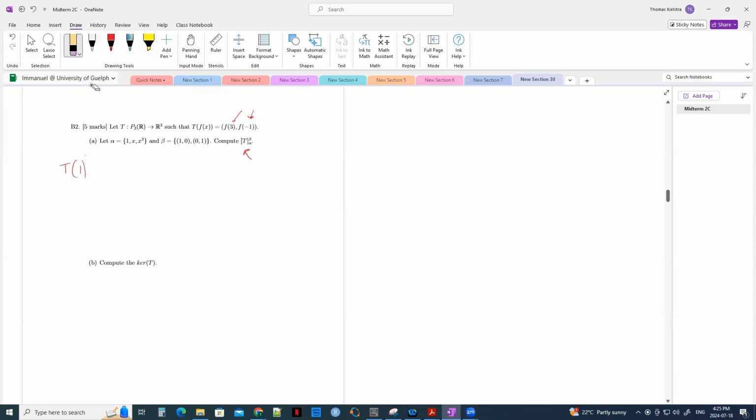What is T applied to the vector 1? Well, that's going to equal f. If f of x equals 1, then f of 3 equals 1, and f of -1 equals 1. So this is going to be (1, 1), which equals 1 times (1, 0) plus 1 times (0, 1).